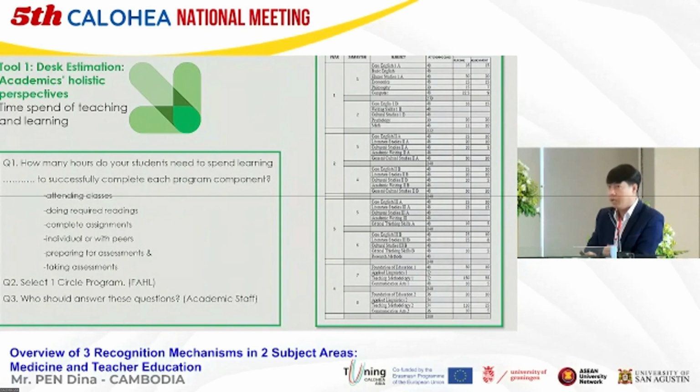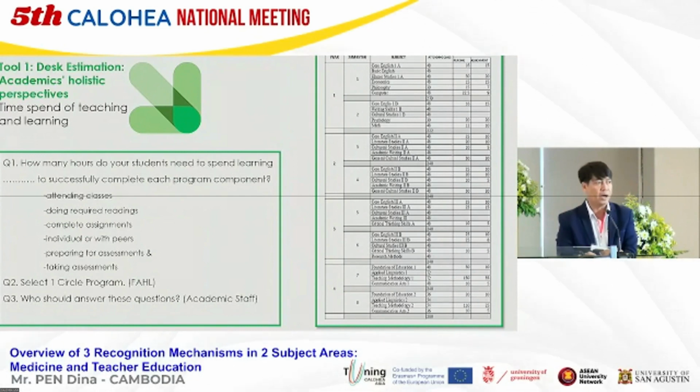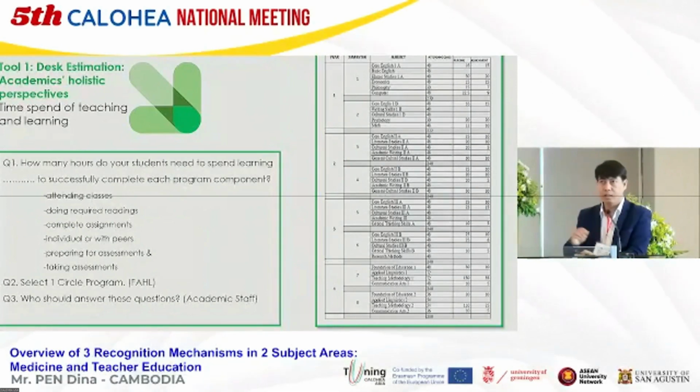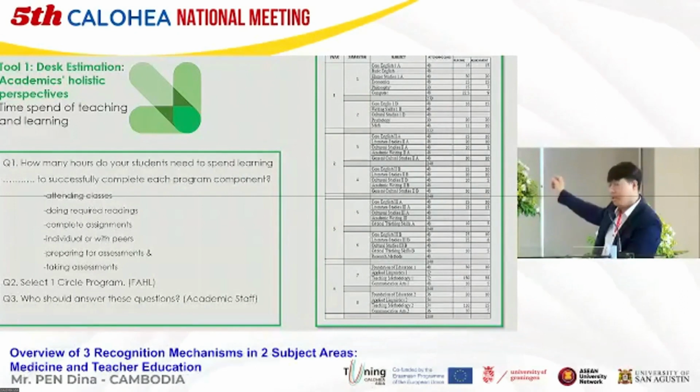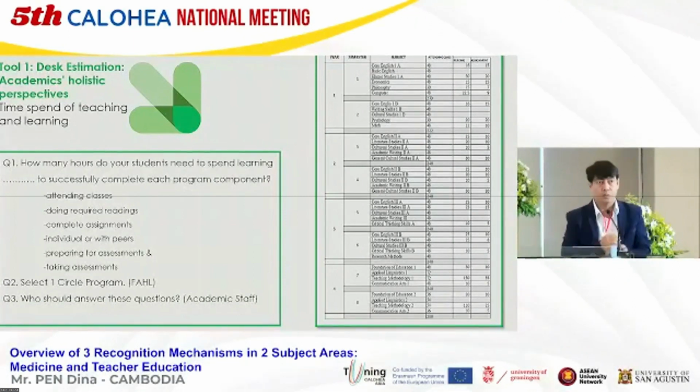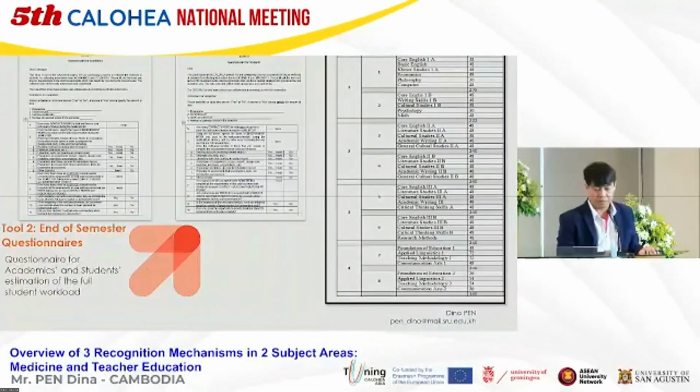Then we have to select one of the programs from the faculties of arts, humanities, and foreign languages. This is the whole program from year 1 to year 4 and 8 semesters. And then we have to choose one of these in order to conduct the next tool. So tool 1 is to decide which program we are going to use for desktop estimation, and we conduct this with the academic staff.